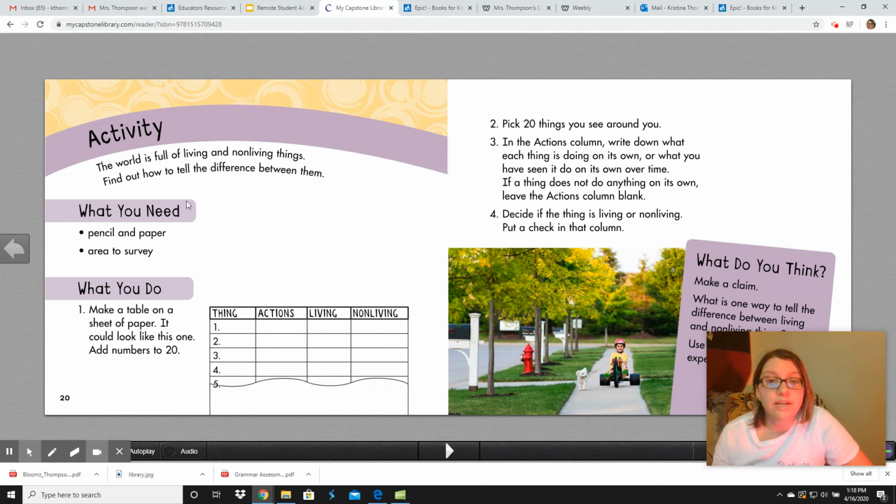All right, so this is an activity that you can do if you want to. We're not going to do this today, but if this is something you want to do at home, you can. What you do is you make this little chart, okay? It says thing, actions, living or non-living. And it says look around you. You're going to put 20 numbers on it, and you're going to look around and find 20 things. You could do this outside or inside or both. If you look outside and you see a tree, write it down, tree. Is it living or non-living? What's it doing? Scooter. Is it living or non-living? You can make this list at home and do these things if you want to, but we're not going to do this today. We are going to do something else.